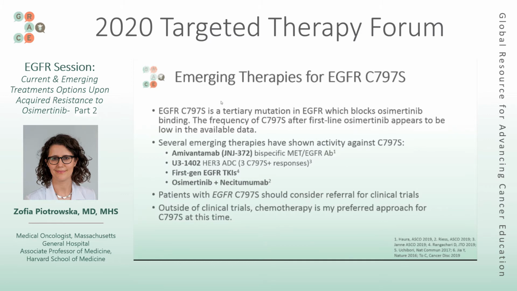So, what do I take from this? If you're a patient or the loved one of someone who is found to have C797S, I think it is important to talk to your doctor about referral for clinical trials. But outside of a clinical trial, right now, I think chemotherapy, as I alluded to, is an effective treatment strategy for these patients and is my preferred approach for C797S at this time. And I think, if you don't have access to a clinical trial, chemotherapy can work very well for these cancers.